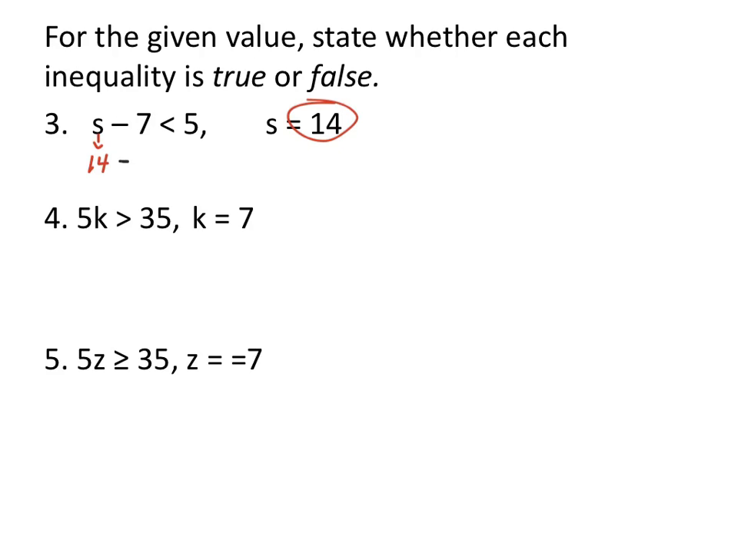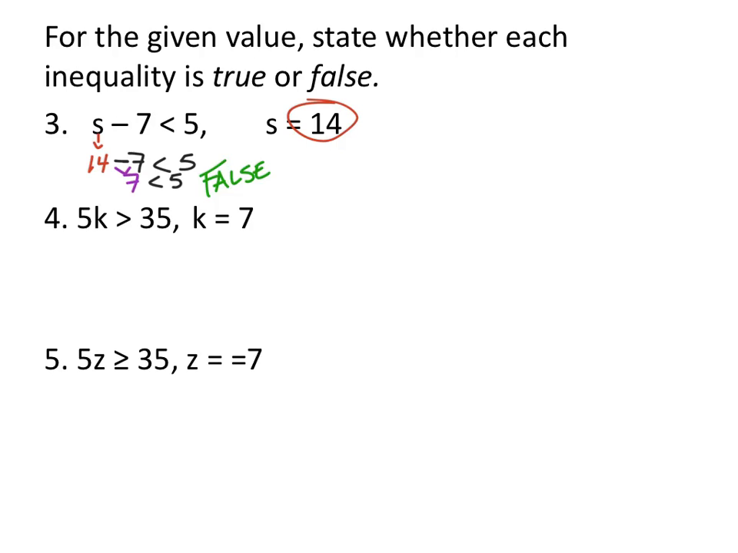So now it's 14 minus 7, which is less than 5. And 14 minus 7, that's 7, right? That's 7. And then we have to ask ourselves, is 7 less than 5? And the answer to that is no, which makes this false. So this one is false right here. I thought maybe we should put no, but this one's false.